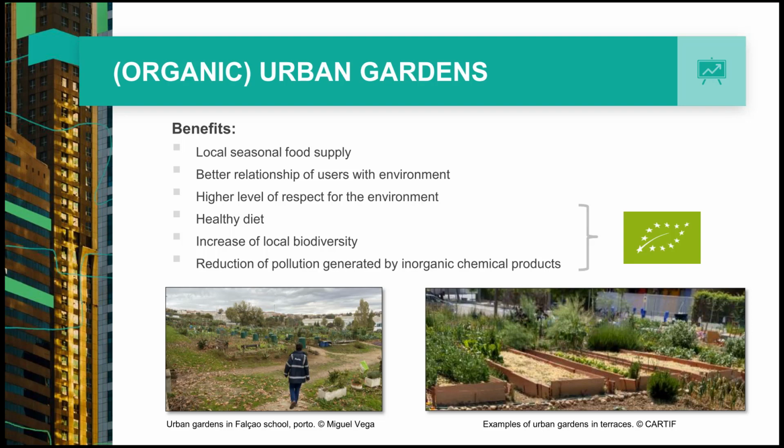In addition, in the case of organic urban gardening, it implies a healthier diet, an increase in local biodiversity, and a reduction in the pollution generated by the use of inorganic fertilizers and biocides. Urban gardens can be implemented in a conventional way, directly on solid ground, or associated with other nature-based solutions, such as green roofs or green walls.